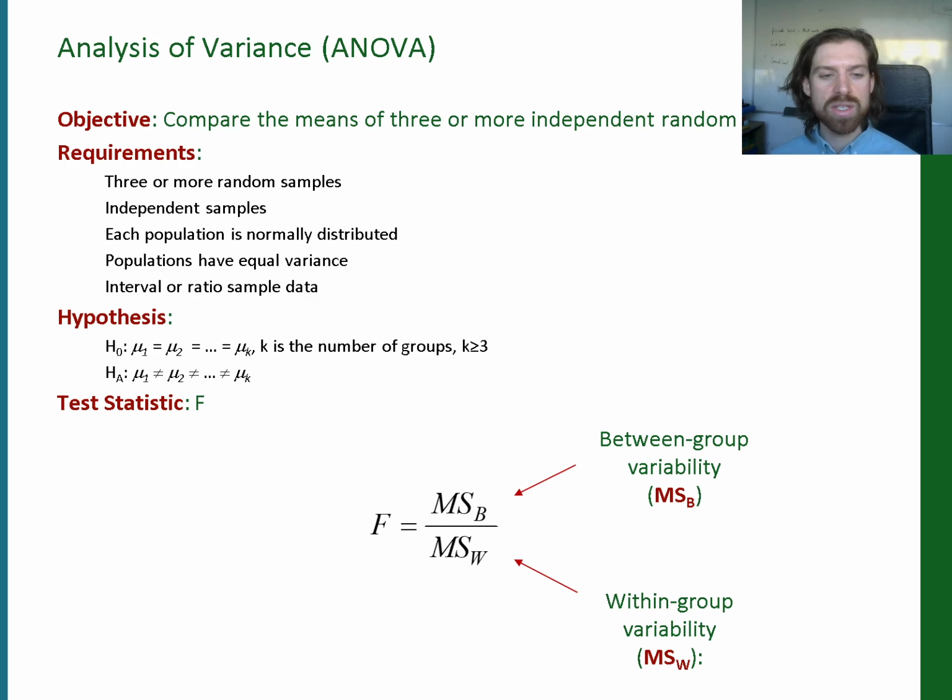In the alternative hypothesis case, HA here, we expect that the means of the samples are significantly different, and they differ by more than the type of variation that you would expect to just occur through random sampling. So mu1 is not equal to mu2, mu2 is not equal to mu3, and so on and so forth.